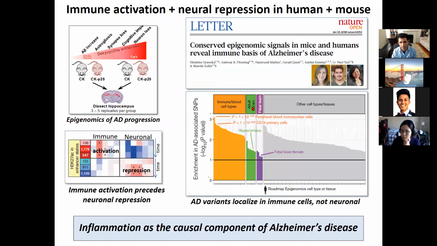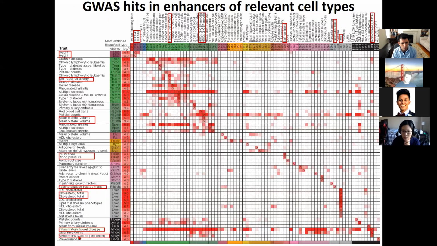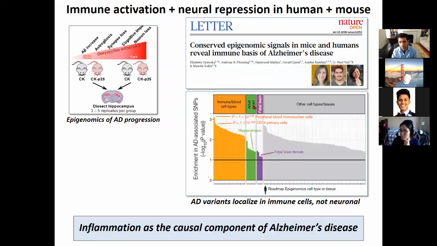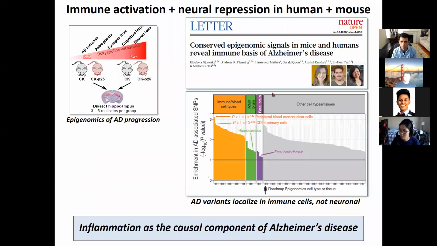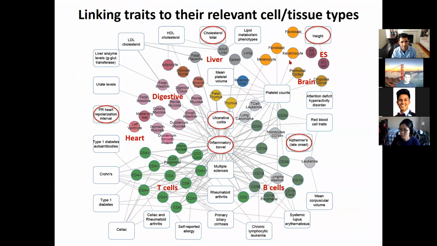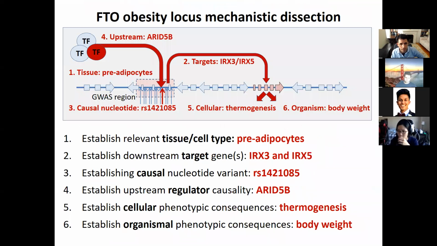And then we saw how these can actually lead to sometimes big surprises. For example, Alzheimer's disease showed no overlap with brain, but instead it was very strongly enriched in these immune cells, suggesting these immune bases of Alzheimer's disease. And then how these allow us to now start clustering traits together into a network of activity.